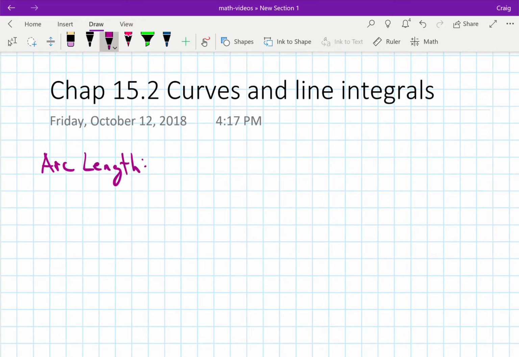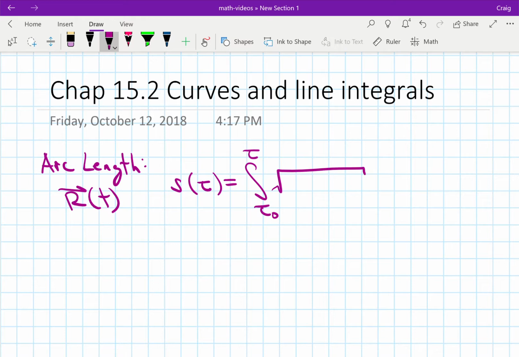So we know from chapter 14 that a curve is some vector r as a function of time. And I can define the arc length along that curve between two times. So the arc length s as a function of tau, which is some time, is going to be the integral from some arbitrary initial reference time to the time tau. It's going to be a time integral of the speed. So the speed is the magnitude of the velocity vector, so that's the square root of r dot dotted with r dot, and I need to integrate that with respect to time.